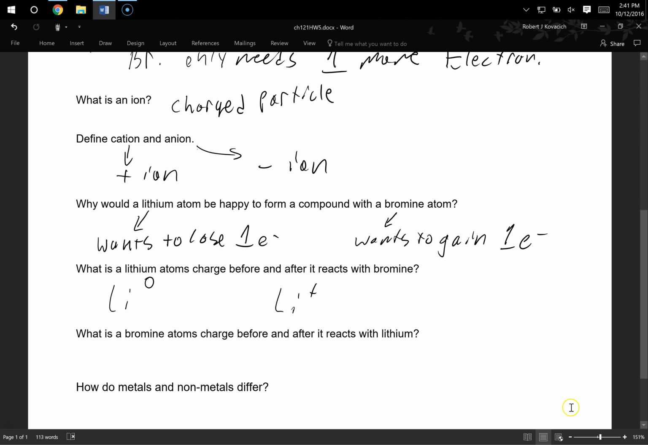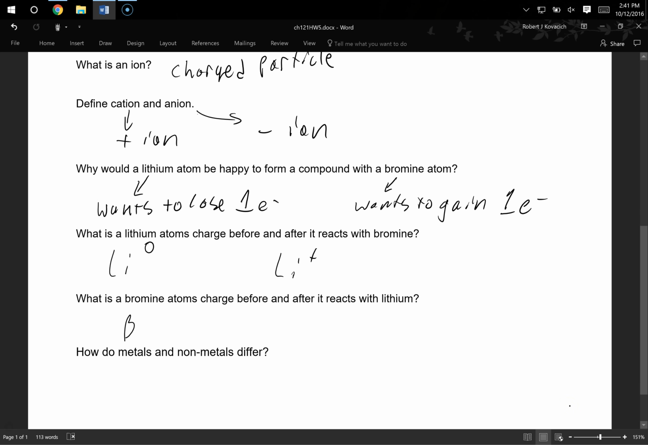Same situation with the bromine. What's the charge before it reacts? 0. And then after? -1, because it's trying to get 1 electron. So now this bromine that's got 35 protons in it, now it has 36 electrons, and it just got that electron from that lithium. Does that make sense?